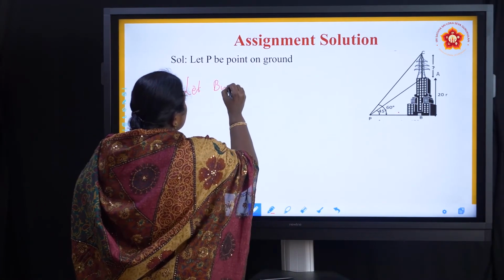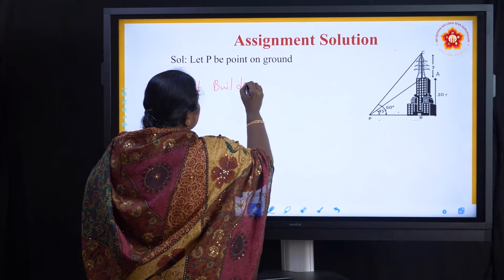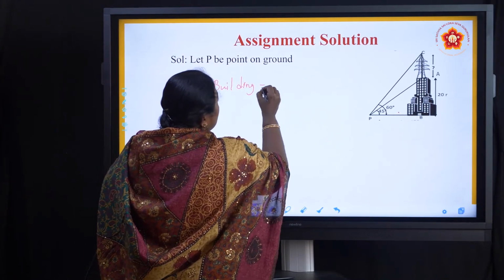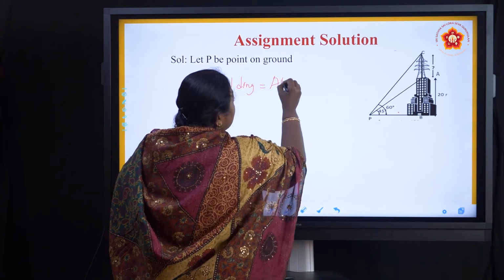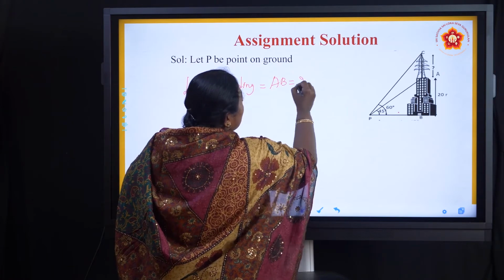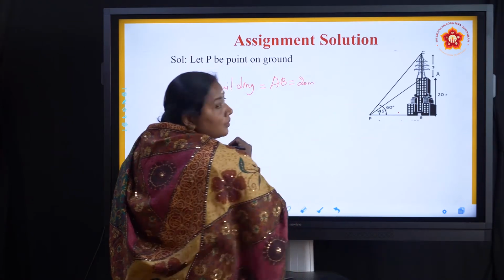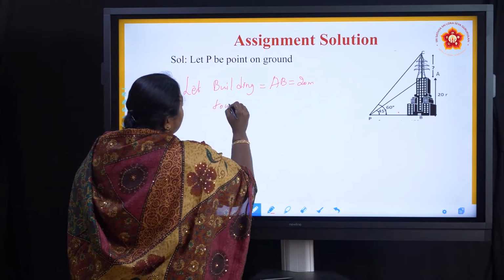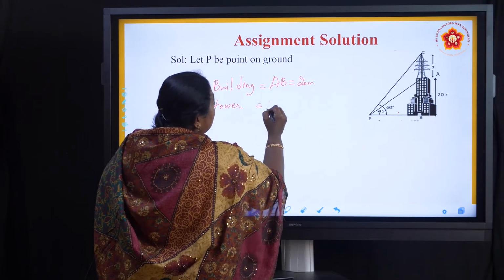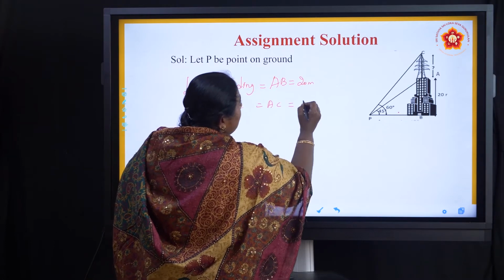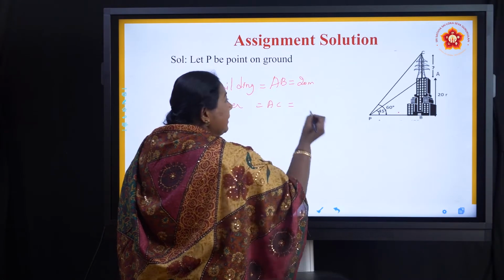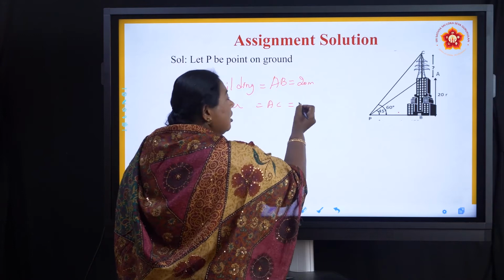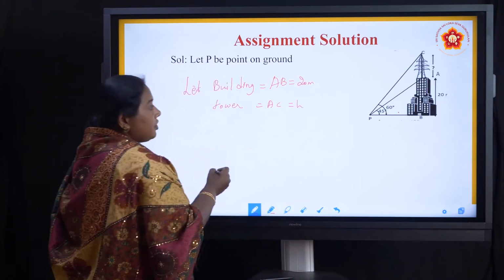Building is equal to AB is equal to 20 meters. Okay, next, tower, which is equal to AC, which is equal to, that is what I have to find. I can keep it as AC or I can keep it as H or as per my wish.